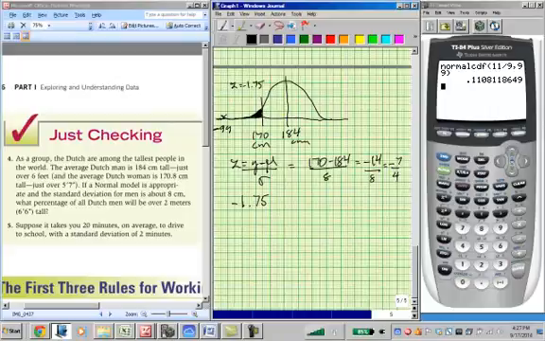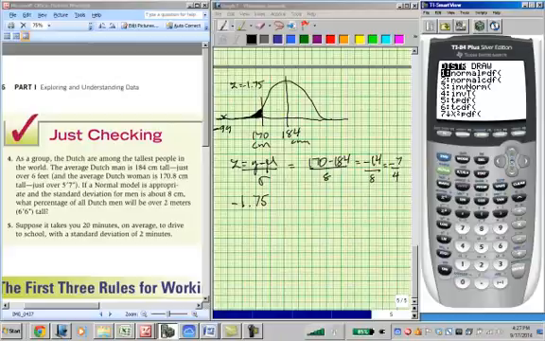Okay. So we're going to do normal CDF again. Second and vars, normal CDF 2. But now we're going to put in the left. We always put in the left-hand measurement first. So I'm going to put in negative 99. In other words, the measurement that gives me the left side of the tail, comma, negative 1.75. Close parenthesis, enter.